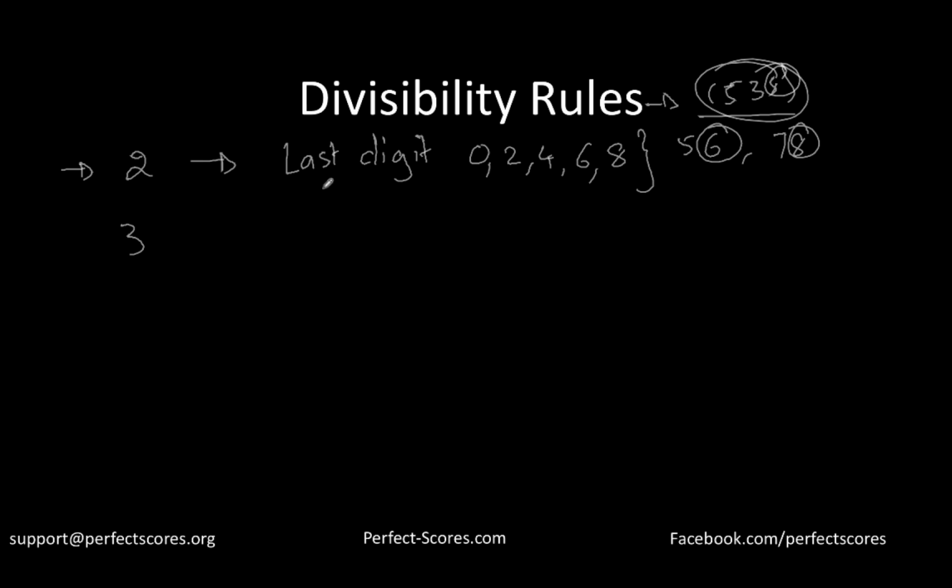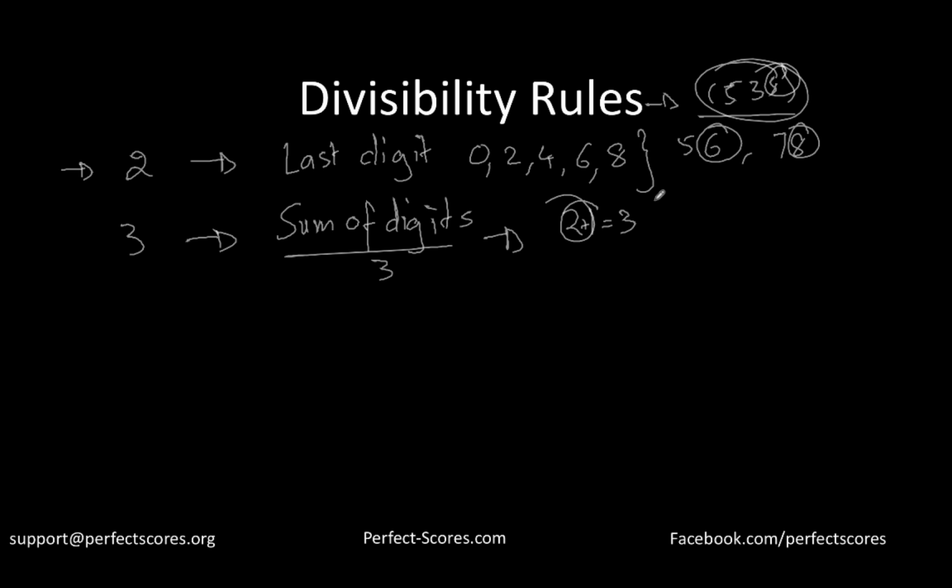Then the next thing is divisibility by 3. If the sum of digits is divisible by 3, then the number is going to be divisible by 3. Let's say, for example, 21. What is 2 plus 1? 3. That means 21 is divisible by 3. Let's say 69. What is 6 plus 9? 15. What is 1 plus 5? 6. Is 6 divisible by 3? Yes. That means 69 is divisible by 3.